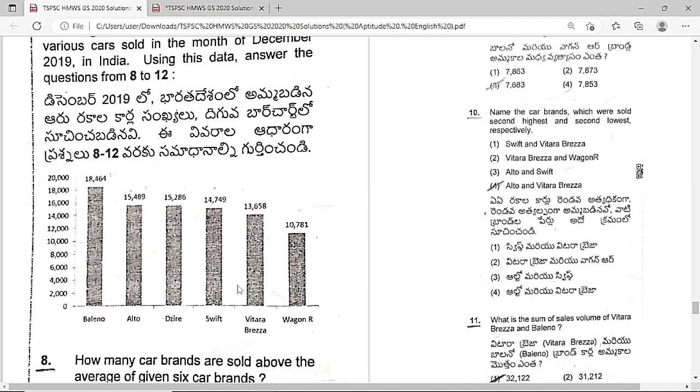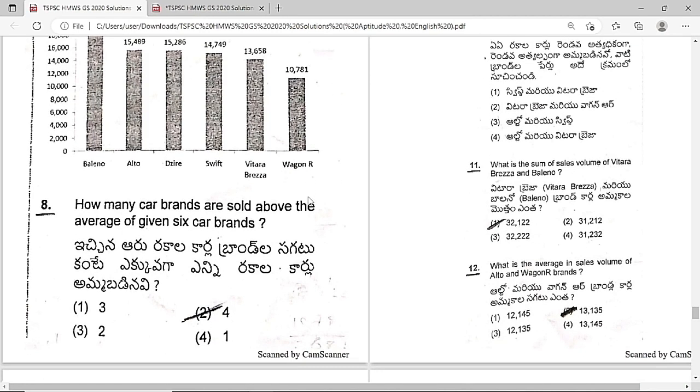So these are the different car companies and the volume of cars sold in the month of December in the year 2019 in India. Based on this bar chart, we have to solve this question. The first question: how many car brands are sold above the average of the given 6 car brands?